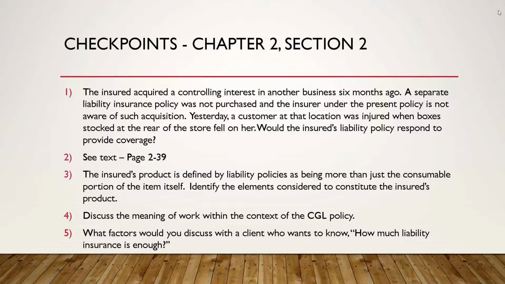And number five, what factors would you discuss with a client who wants to know how much liability insurance is enough? You would want to discuss the extent of any previous awards for similar types of business, inflation, the existence of any other insurance, where the territory of operations is. So clearly you need higher liability limits in the United States than you need in Canada because the United States sue faster and for higher amounts typically. And the ability of the business to absorb certain losses would be the final thing.